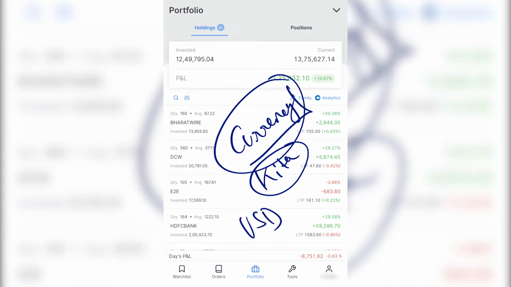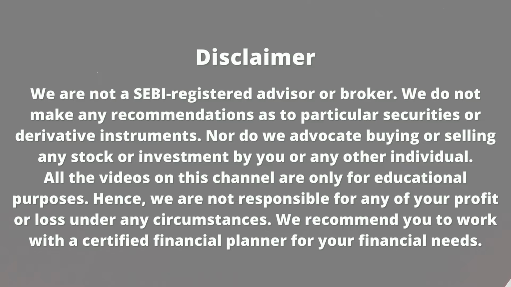Currency trading means that you can deal in USD, Euro, JPY, Pound Sterling, anything that you want. You can take those and you can trade in those. So over here, there are several future contracts that we will look at.